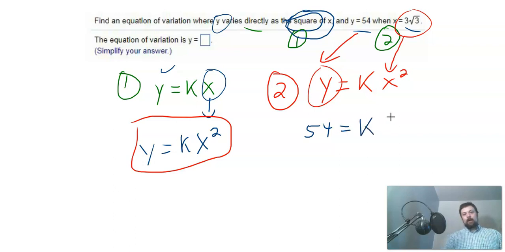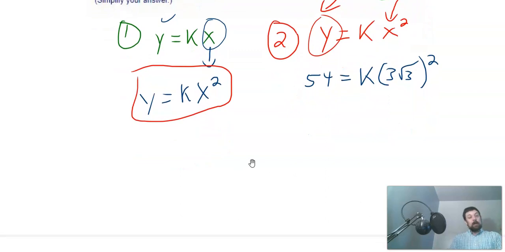Equals k. We don't know k. We're trying to find out what that is. x, which is 3 square root of 3, and then that has to get squared. And that's a tricky number to square, honestly. If you have a calculator, that can really save you from making a mistake on simplifying that. But I'm going to show you how to do it without a calculator. Because these are being multiplied, you can distribute the power of 2 to each of these.